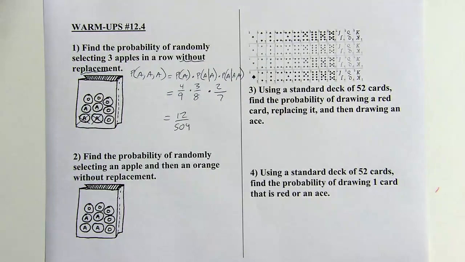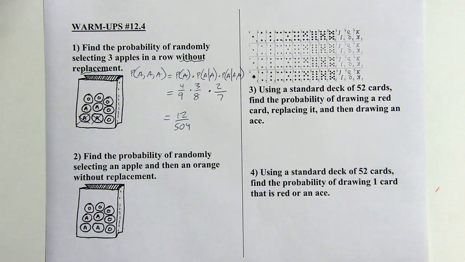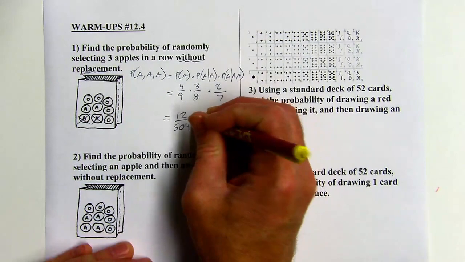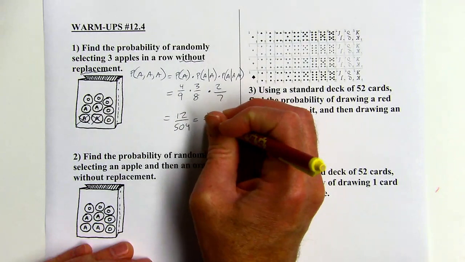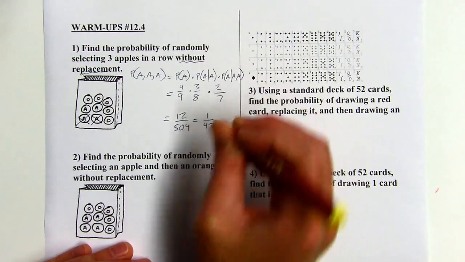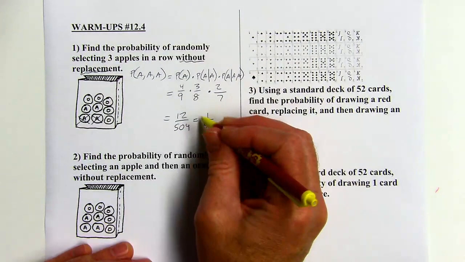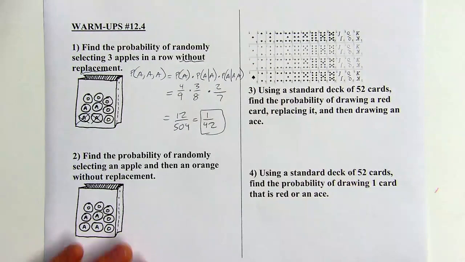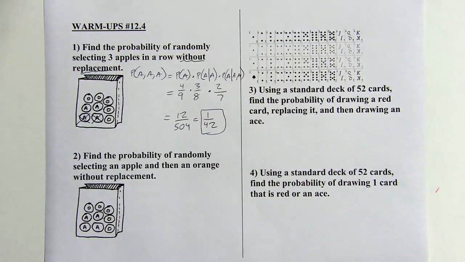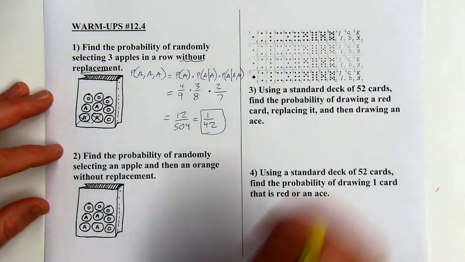Okay, and so I've got 12 over 504, and I want to reduce that as well. That's going to reduce, you can divide by 12, and it's going to reduce to 1 over 42. 12 goes into 12 and 504. Okay. Or you could do the percentage version of that. Okay, so now let's try it again.